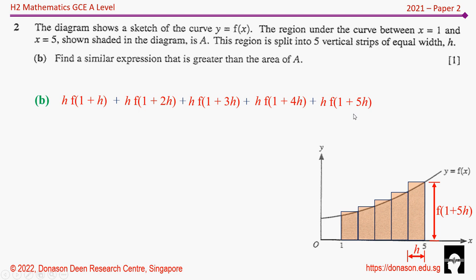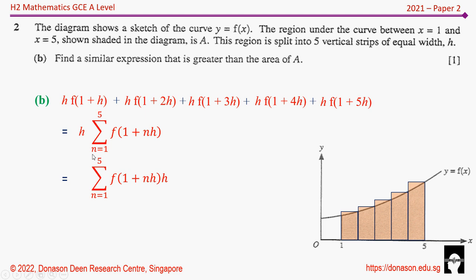Now once again we can see that h is a common factor, so we can just pull out an h, right, and then we can use sigma notation, but we are going to go from 1 to 5. Okay, so when n is 1, we get this first term, 1 plus 1h. When n is 2, we get 1 plus 2h, which is this term, all the way to when n turns to 5, we get 5h. So this is how you write the area of these 5 rectangular strips using sigma notation.